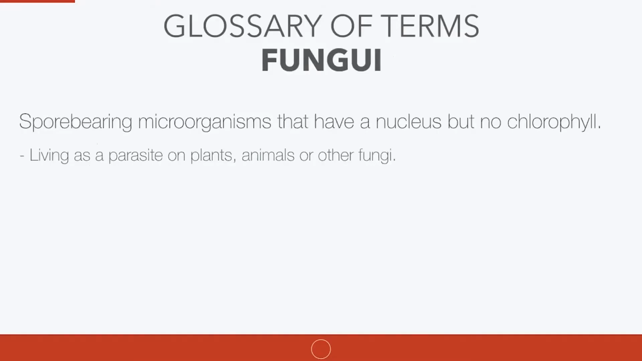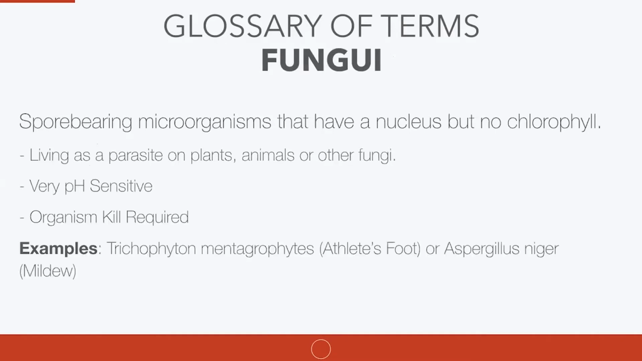The next type of microorganism are fungi. These are parasites that require a host cell in order to exist. That could be on animals, plants, or even other fungi. They're very pH sensitive, so a strong cleaner can traditionally help to remove fungus growth. You are traditionally talking about killing that said organism, and some examples of that would be what causes athlete's foot or mildew or mold.